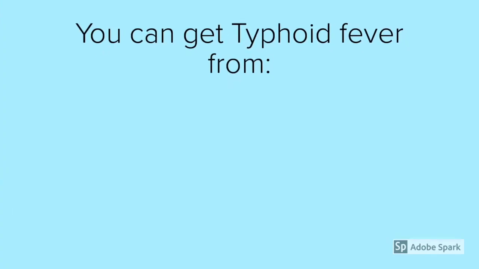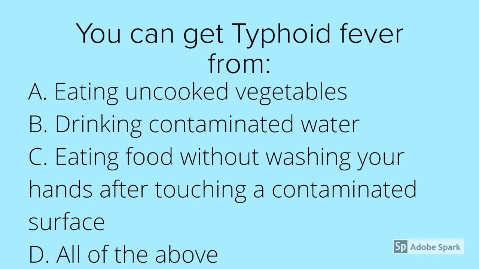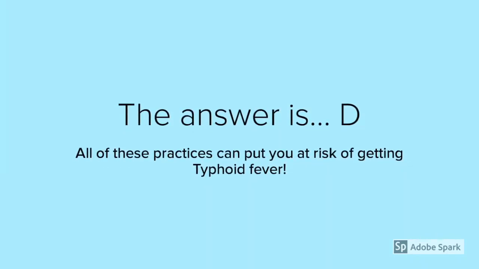You can get typhoid fever from A. Eating uncooked vegetables, B. Drinking contaminated water, C. Eating food without washing your hands after touching a contaminated surface, or D. All of the above. The answer is D. All of these practices promote the contamination of food and water and transmission of typhoid fever. Always make sure you practice good hygiene and look at what you are consuming.